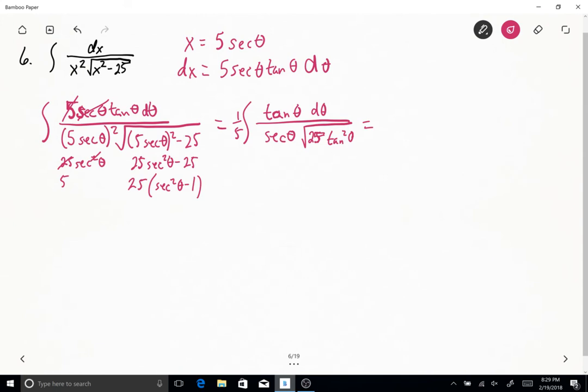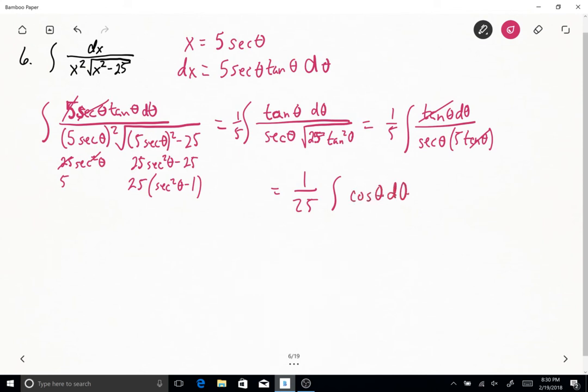So now what does that mean? Well, that means we have 1/5 times the integral. We have tangent theta d theta, we have a secant theta, we have a 5 tangent theta. Well, that's convenient because now our tangent thetas cancel, and we're left with this thing equal to 1/25 the integral of 1 over secant theta. Well, remember, secant theta is 1 over cosine theta, so this whole thing is just the integral of cosine theta d theta. That's it. That's all there is to it. So our antiderivative, we just have 1/25 sine of theta.